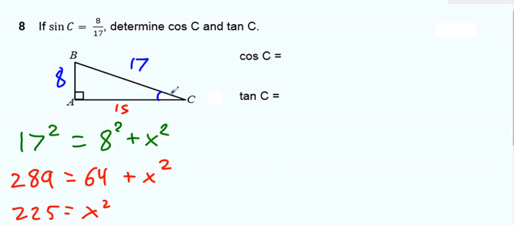So to find cosine of C, that's adjacent over hypotenuse, 15 over 17. And then tangent is opposite over adjacent, 8 over 15.